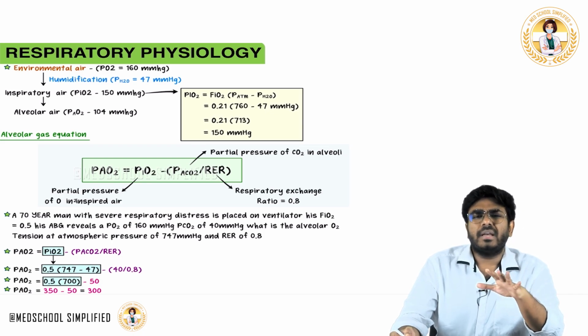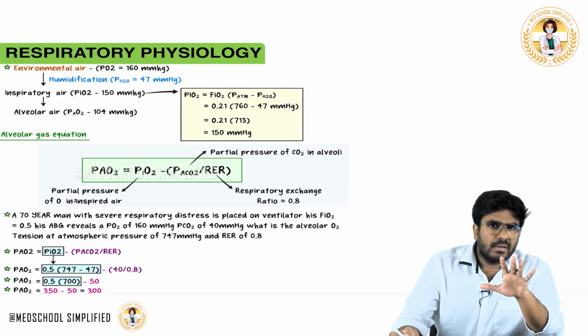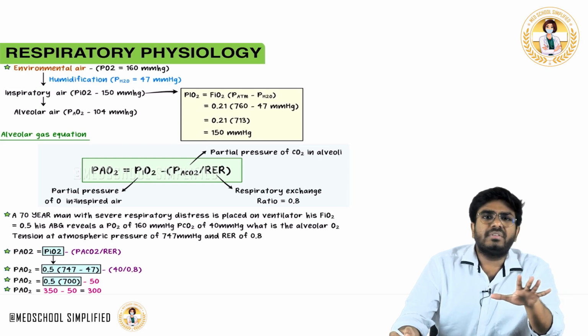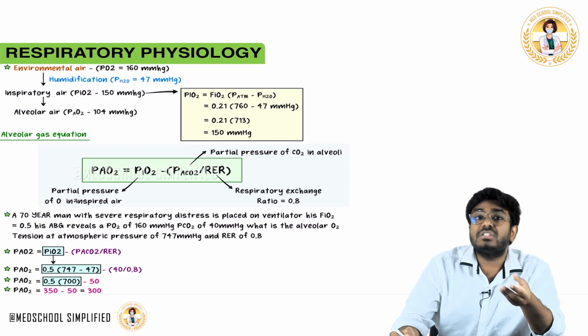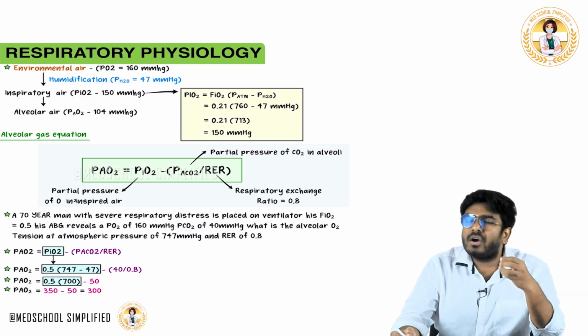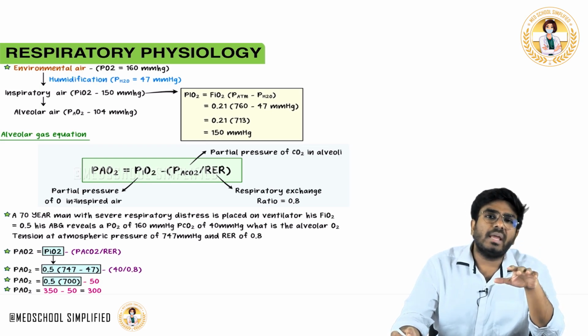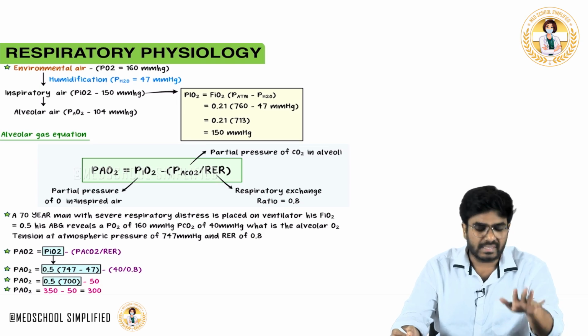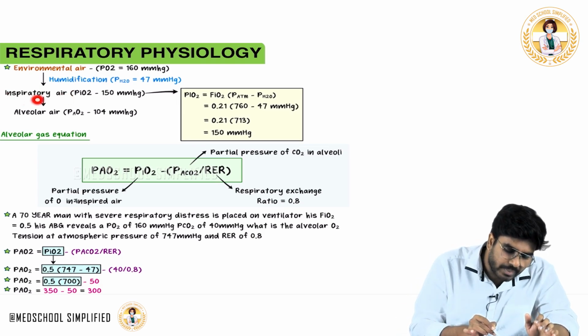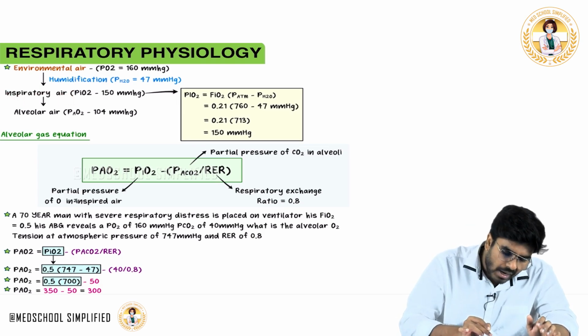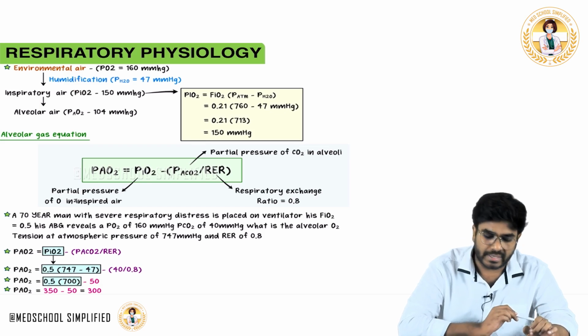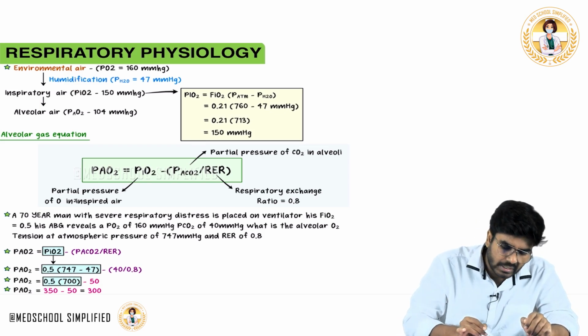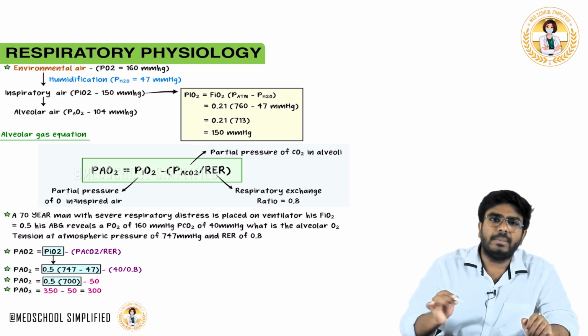Now remember, try to understand it like this. Whenever oxygen meets water, oxygen will dissolve in the water. When oxygen is dissolving in the water, what happens to the partial pressure of oxygen? The partial pressure of oxygen will decrease. So that's why in the inspired air, the partial pressure of oxygen, PiO2, is not 160 mmHg, it is 150 mmHg.